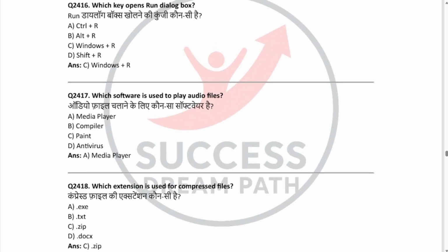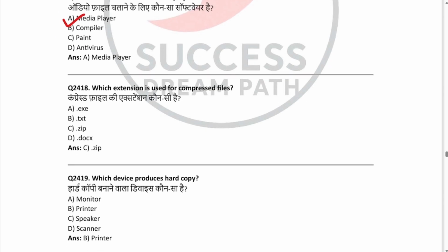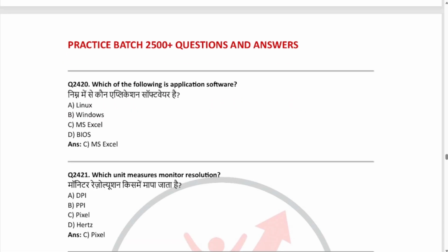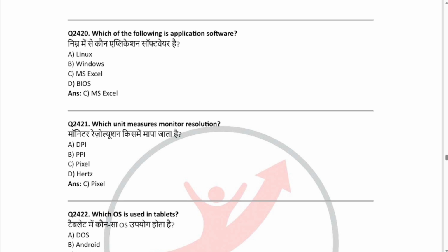Which key opens run dialog box? Window plus R. Which software is used to play audio files? Media player. Which extension is used for compressed file? .zip. Which device produces hard copy? Printer. Which of the following is application software? MS Excel. Which unit measures monitor resolution? Pixel.